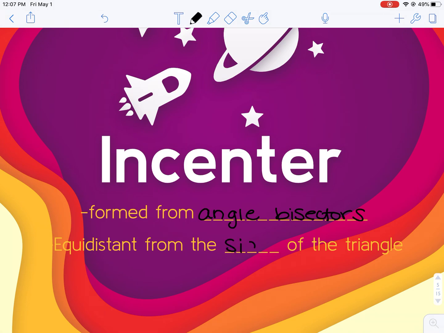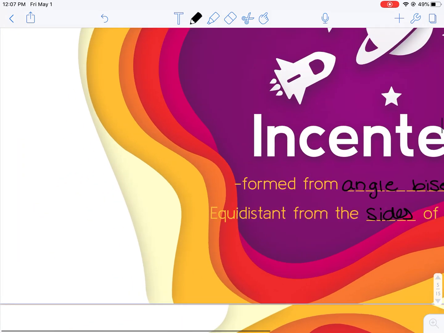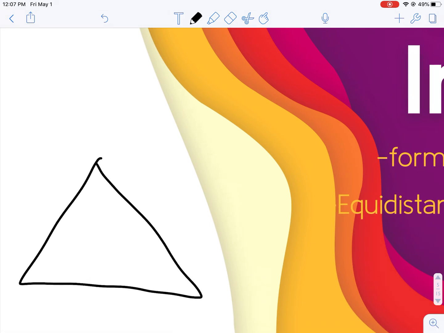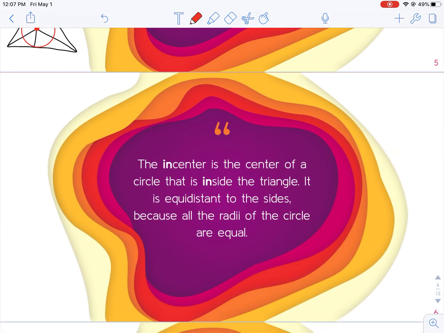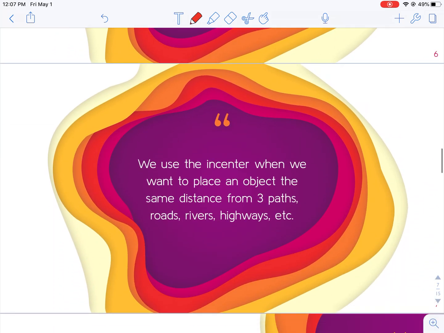And it will be equidistant from the sides of that triangle. So if I have a triangle and I draw in my angle bisectors, what ends up happening is I get a circle where this is my center. So there's a circle inside. And because the radius is the same all the way around the circle, I know that the center of that circle, that incenter, is equidistant to each side. So it's in the center of a circle, the circle is inside the triangle, hence incenter. It's equidistant to the sides.